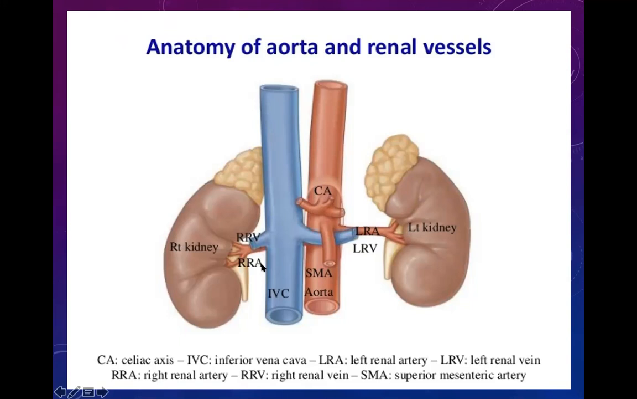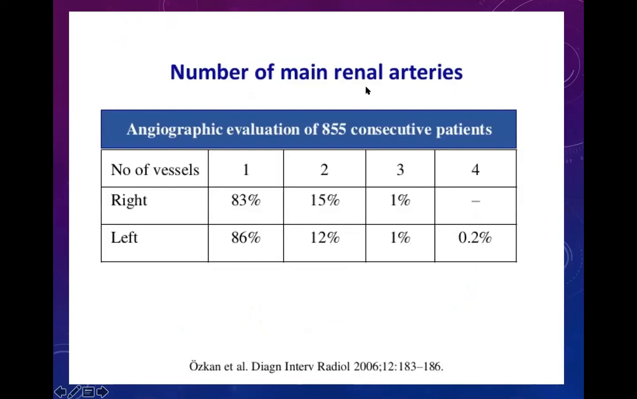So there can be a number of main renal arteries. In the angiographic evaluation of many patients, the majority have one vessel, in 83% on the right side and 86% on the left side, two vessels in 15% and 12% respectively. Three vessels and four vessels, four renal arteries are not so common, not on the right side. This study showed that on the left side, it was found in 0.2% of patients.